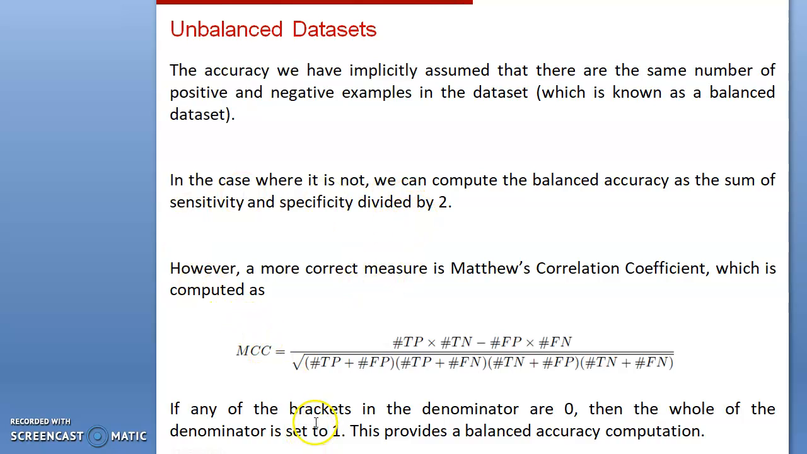If any of the brackets in the denominator are 0, then the whole denominator is set to 1. Why? Because anything divided by 0 is infinity. So if any of these is 0, we automatically take it as 1. This provides a balanced accuracy computation. This is about unbalanced data sets.